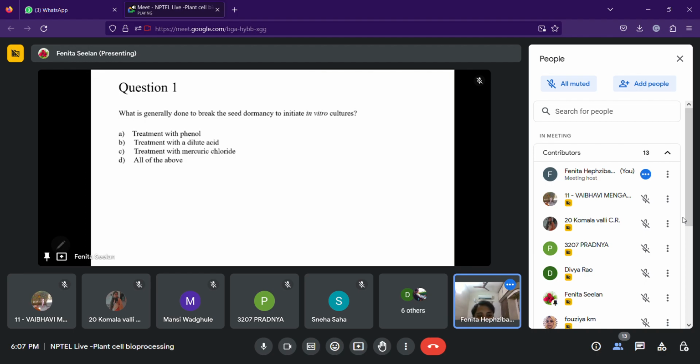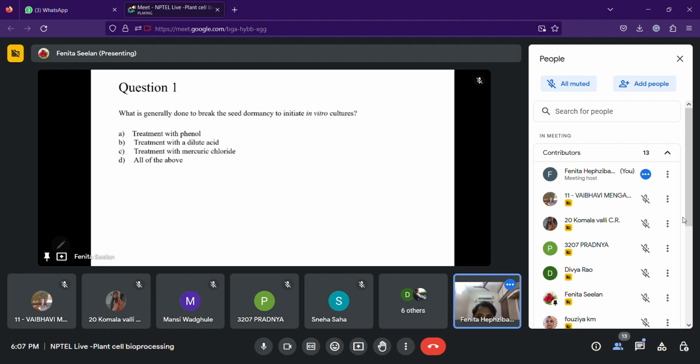So what is meant by seed dormancy? Can anybody explain? All of you have gone through the week 2 lectures, right? Okay, so somebody tell me what is seed dormancy? You can type in the answers also if you like. Yeah, the inability of the viable seed to germinate. Yes, the seeds will not be able to germinate. That is one way of describing it.